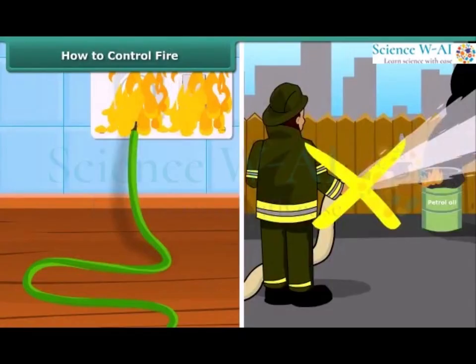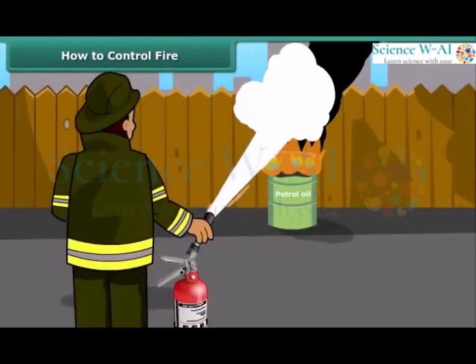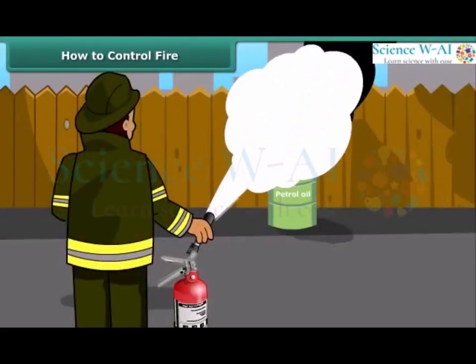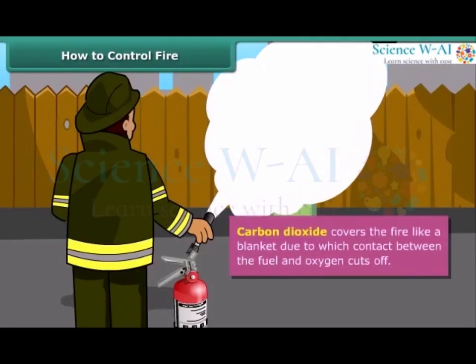For electrical and oil fires, it is best to use carbon dioxide as an extinguisher. Carbon dioxide, being heavier than oxygen, covers the fire like a blanket, due to which contact between the fuel and oxygen gets cut off.